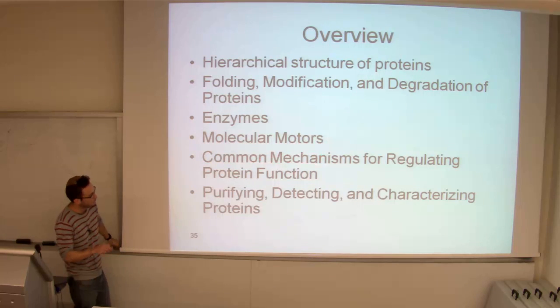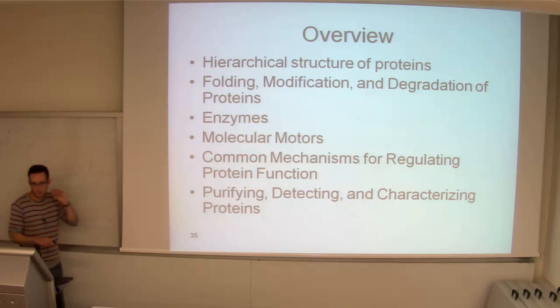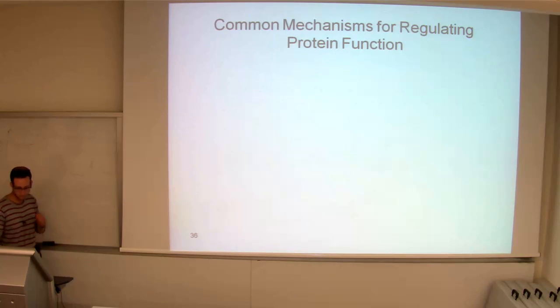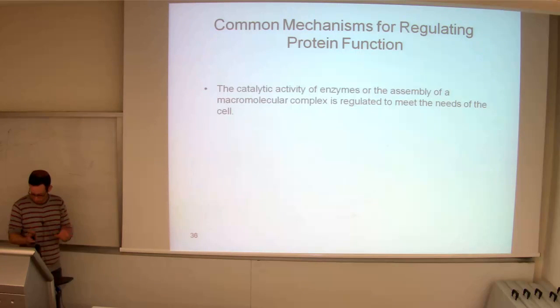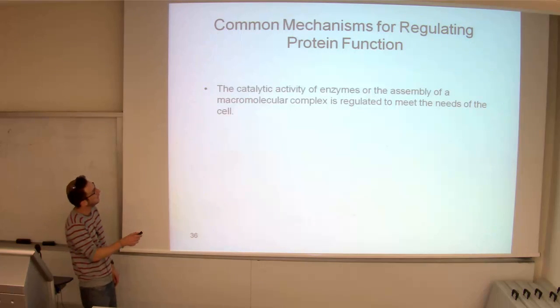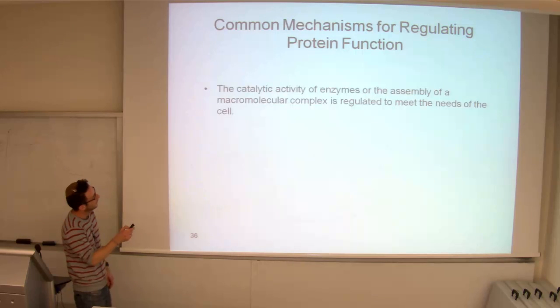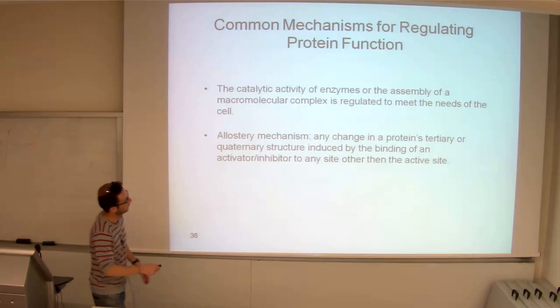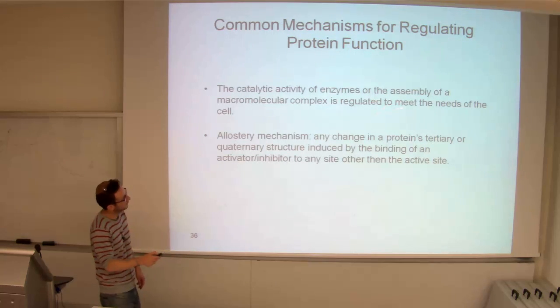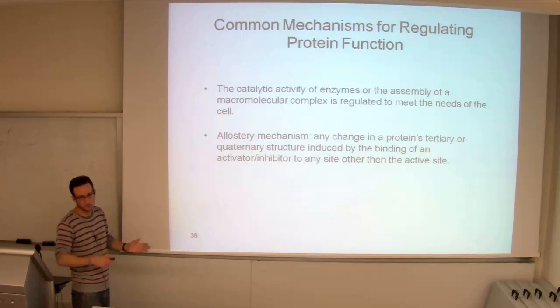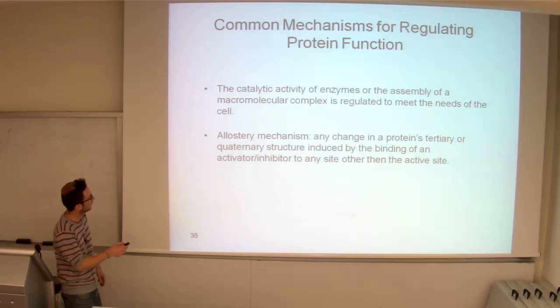Okay. Let's say a few words about common mechanisms for regulating protein function. We've already discussed some of the terms here, but I'd like to discuss them as a bunch of processes together. First of all, the catalytic activity of enzymes, or the function of any other protein just as well, is regulated to meet the needs of the cell. So the cell has a lot of regulatory processes that can increase or decrease the function of the protein.